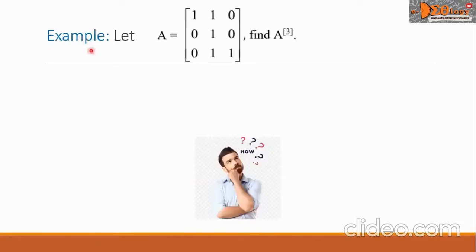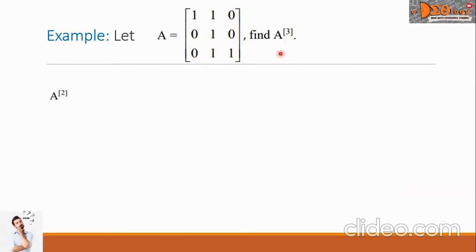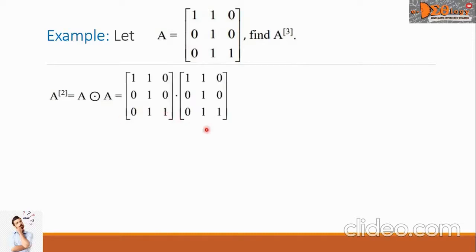Let us see this example. Let matrix A equal 1, 1, 0, 0, 1, 0, 0, 1, 1. Find A power 3. Our solution begins with the computation of A power 2. And this is the Boolean product of A and A. We put this matrix together side by side. Since the matrix A is a 3 by 3, we expect our final answer to be 3 by 3 also. And the general form is here.